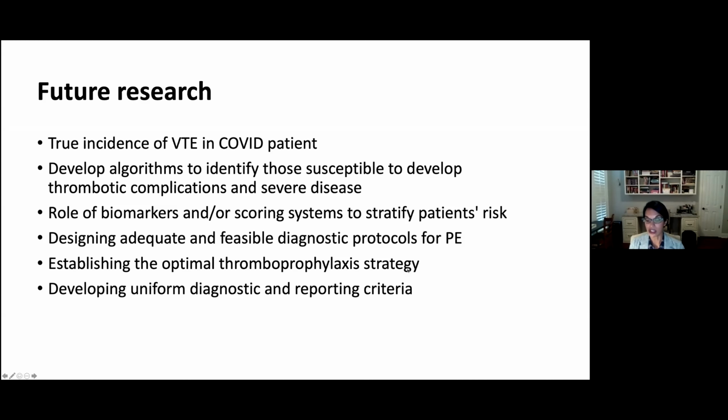So what do we have yet to learn about this disease and thrombosis? Well, there's still a lot of room for knowledge gain here. We need to understand the true incidence of VTE in COVID patients. We need to develop algorithms to identify those susceptible to develop thrombotic complications and severe disease. We need to identify the role of biomarkers and/or scoring systems to stratify patients' risks. We need to design adequate and feasible diagnostic protocols for PE. We need to establish the optimal thromboprophylaxis strategy, and we need to develop uniform diagnostic and reporting criteria.